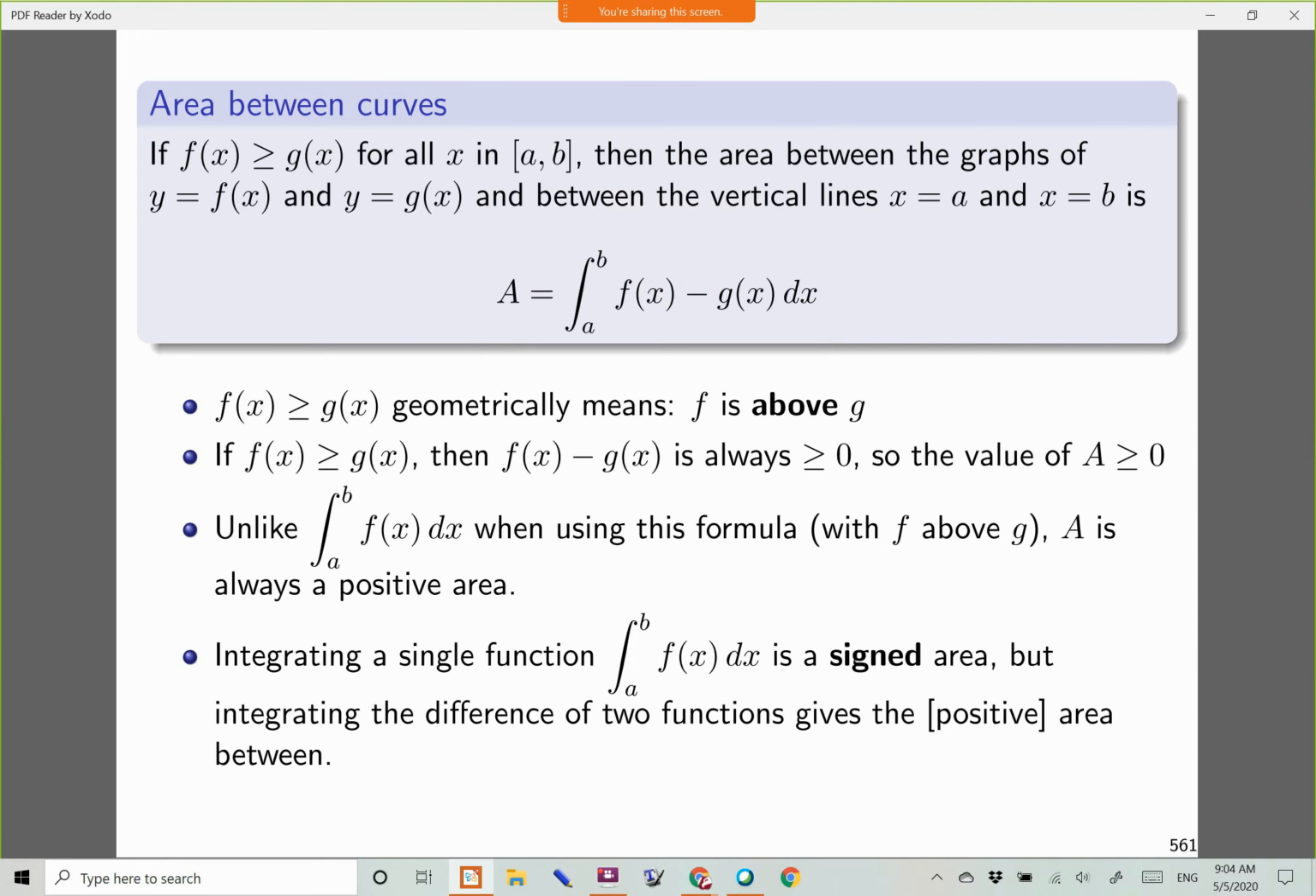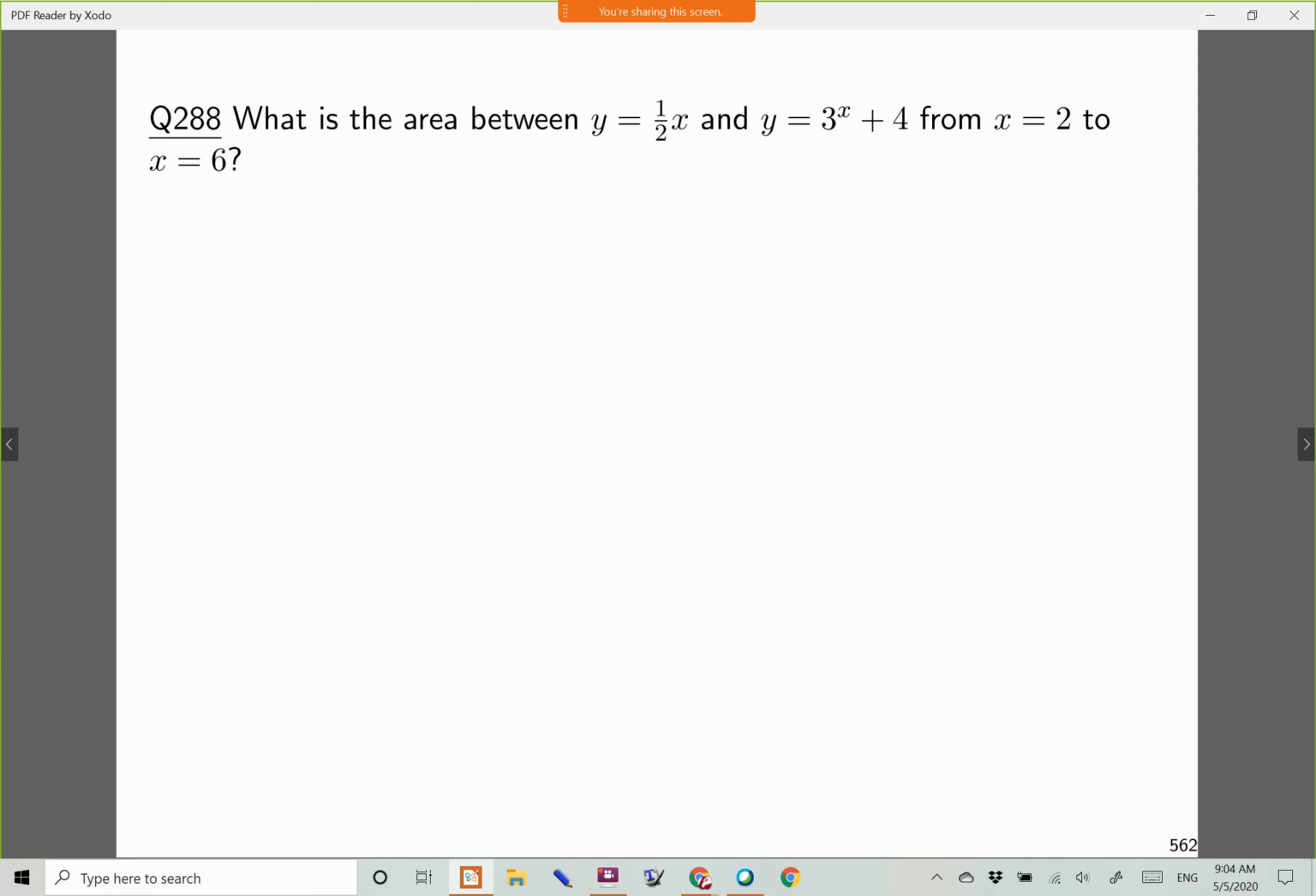So I'd like to do some examples. Okay, so first example, integral, sorry, not integral yet, we'll set up an integral. Question, what is the area between y equals 1/2 x and y equals 3 to the x plus 4 from x equals 2 to x equals 6? So we'll do a rough sketch of this. I'll just actually draw this out.